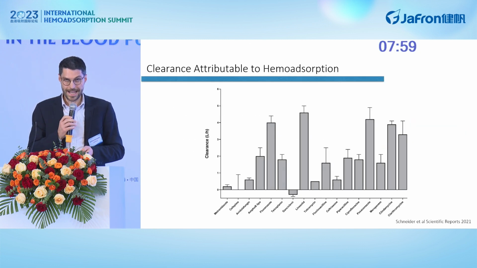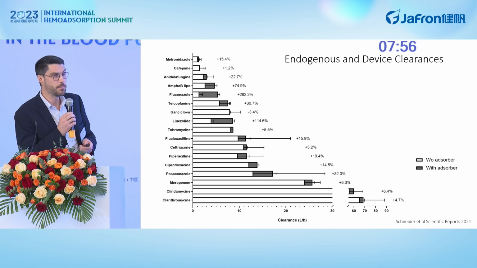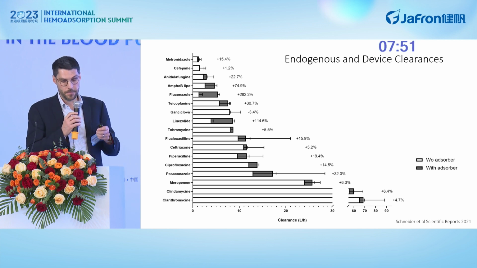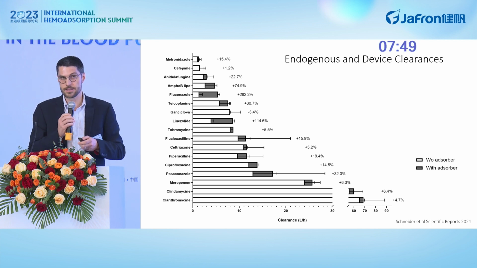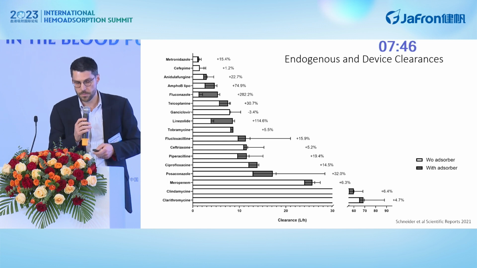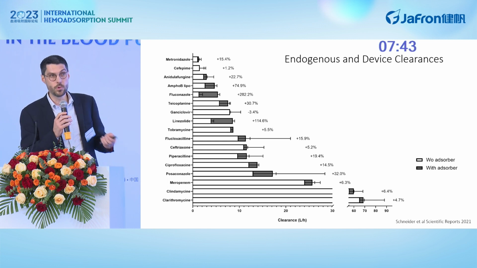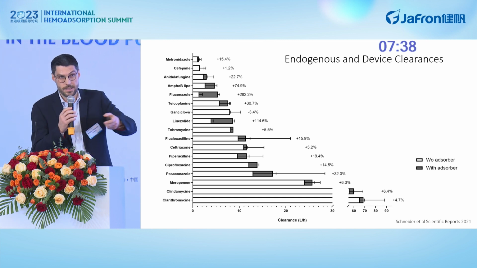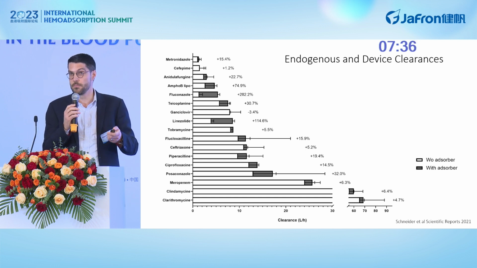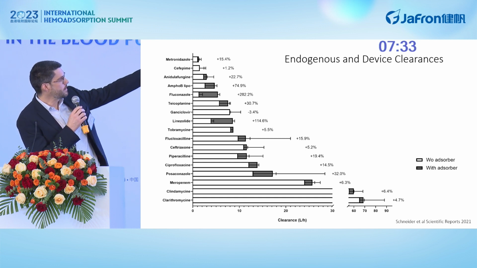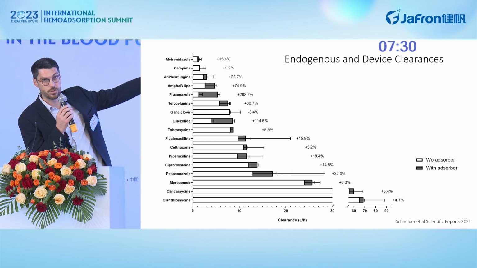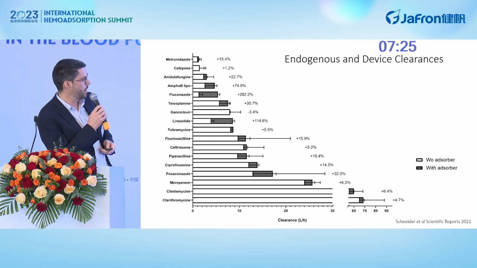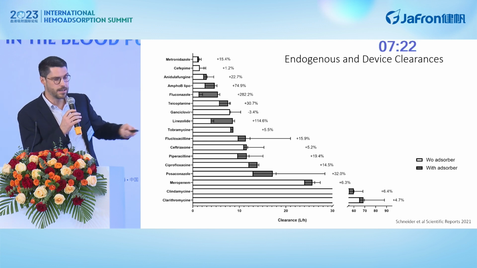Actually, what we did as well is we estimated, using pharmacokinetic models, the endogenous clearance. That is what the animal is able to remove by itself. And then we put the removal by the device in perspective to the removal by the animal itself. And you see that this puts the results in a very different perspective. The white part of the bars is the endogenous clearance, and the dark gray is the clearance by the hemoadsorber. When you see that, it changes the picture a little bit.